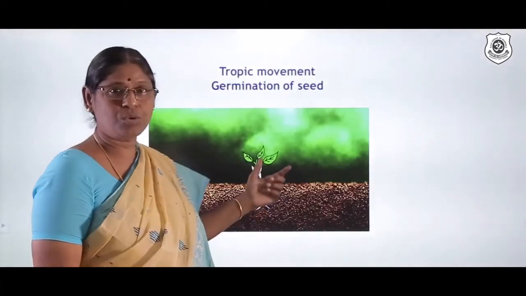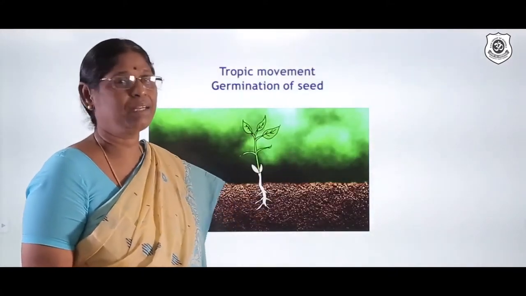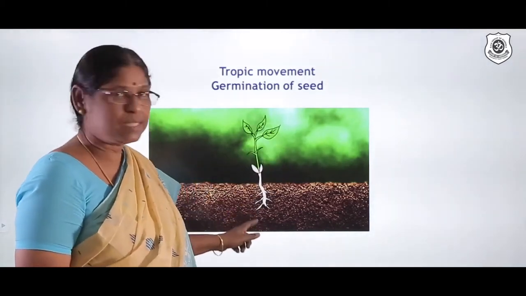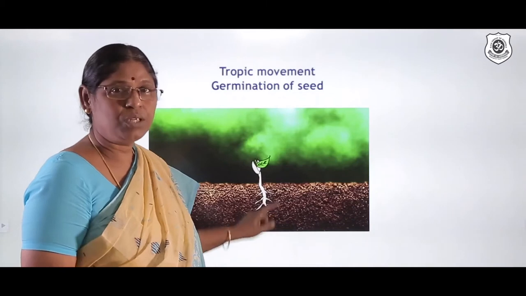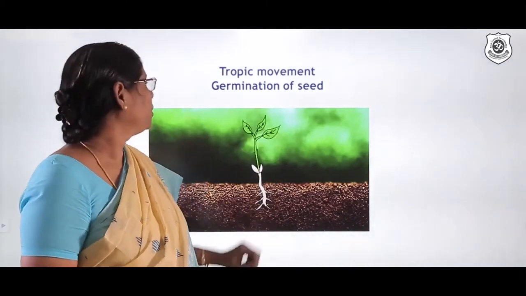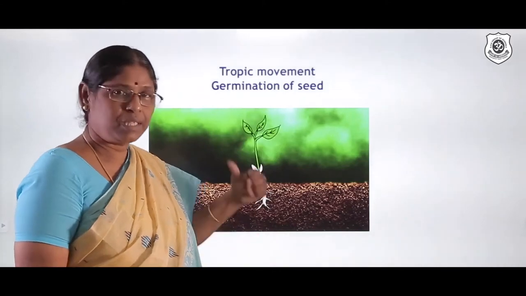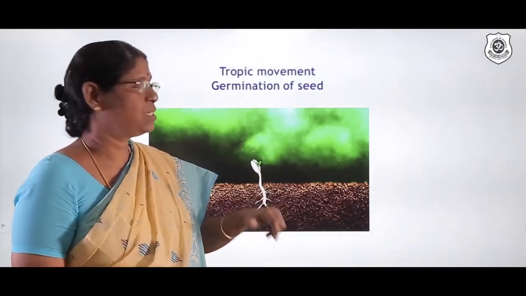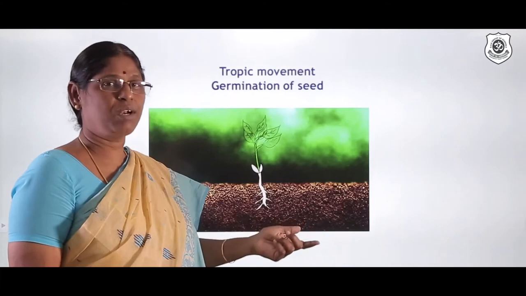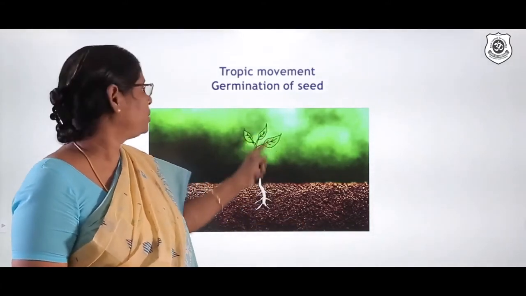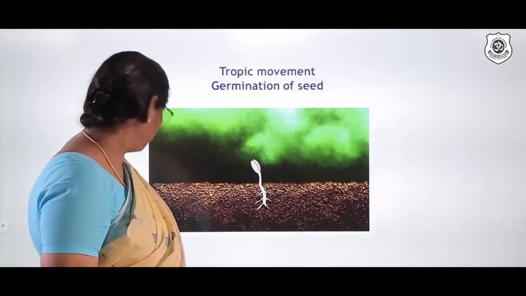Now, this is also another movement that we see in plants. It is germination of seed, and this movement is actually growth related movement. So such movement we call as tropic movement. In the case of the touch-me-not plant, it is not related to growth, so it is called nastic, whereas this movement is related to growth, so it is called tropic movement.